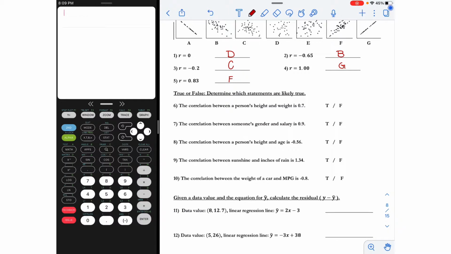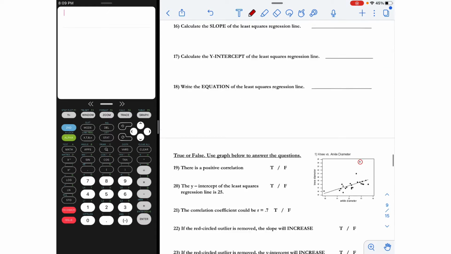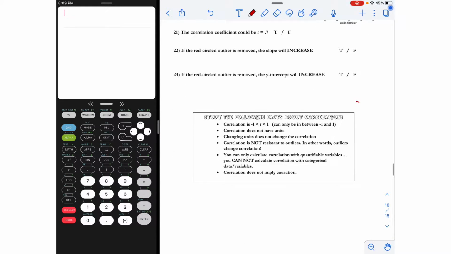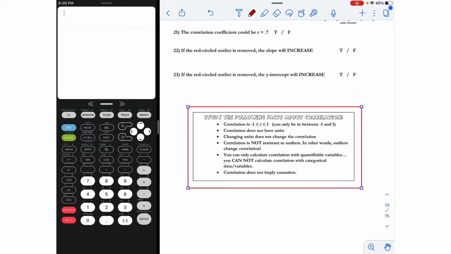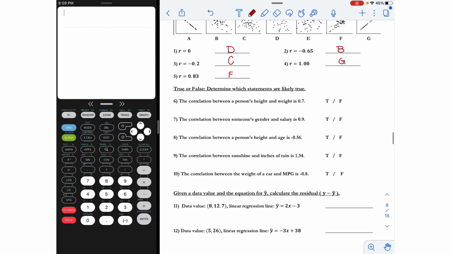And then the next part is true or false questions. So this is all about correlation. So if you scroll down to the very bottom of this review, this is what I would study in terms of correlation facts. Okay, I'm going to reference some of these facts while doing these true or false questions.